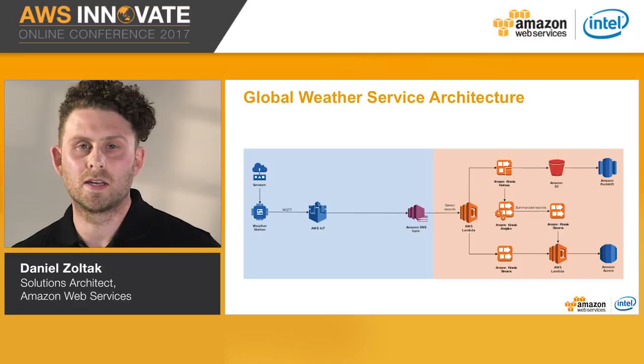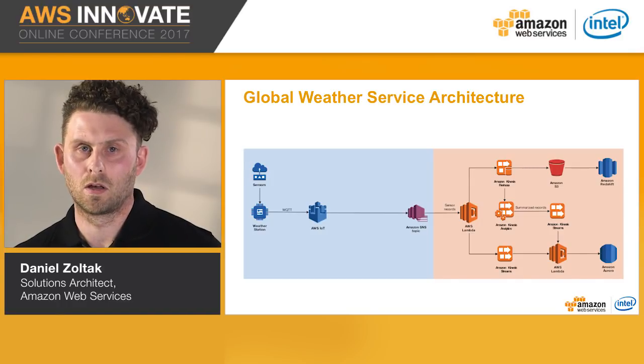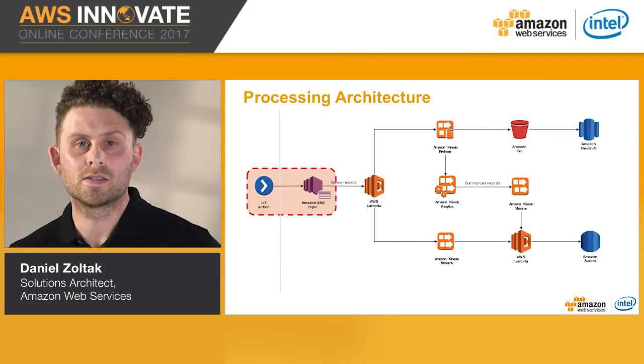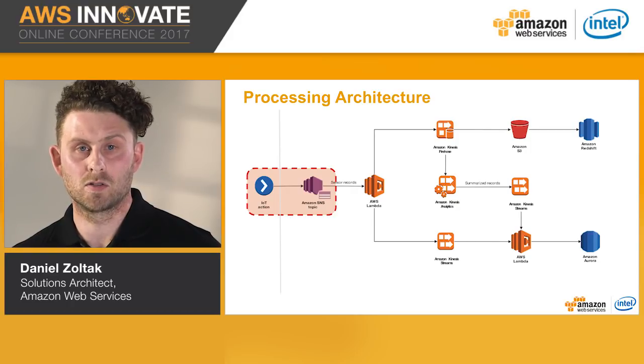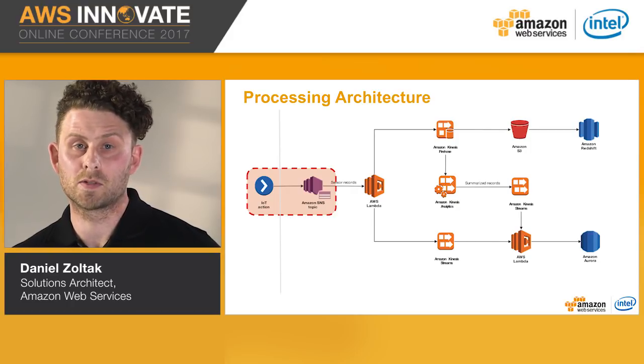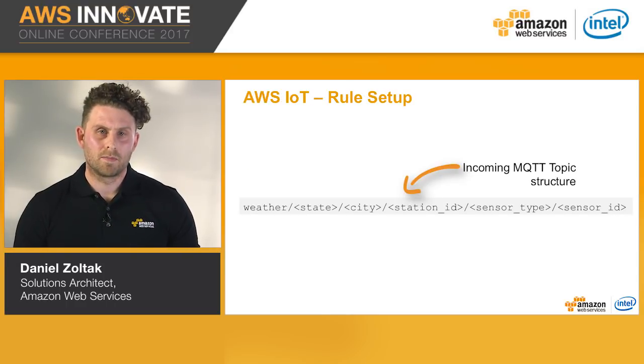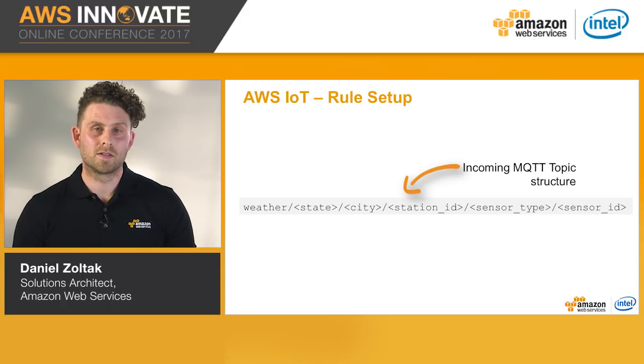Now, let's focus in on the processing section. The IoT action sends the sensor records to Amazon SNS. We can see SNS is the bridge between the acquisition and processing sections, where the Lambda function is subscribed to the SNS topic. Now, let's look at the IoT rule setup. Here's the topic structure. As you can see, it's made up of 6 segments consisting of a prefix, state, city, station ID, sensor type, and the sensor ID.